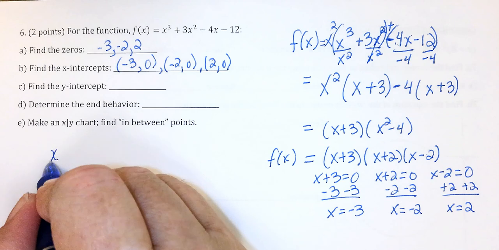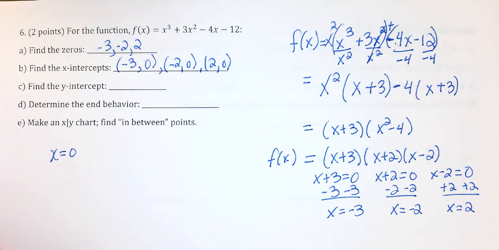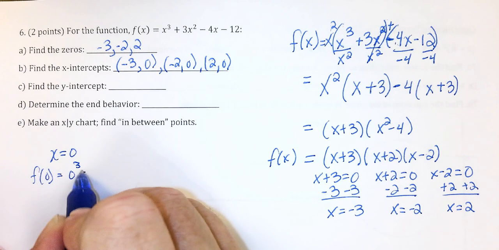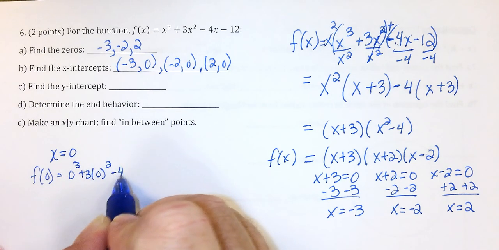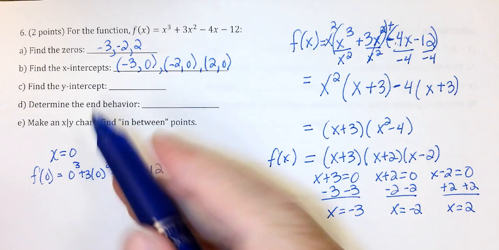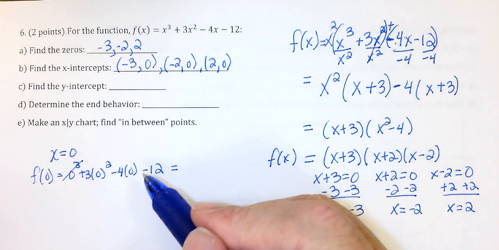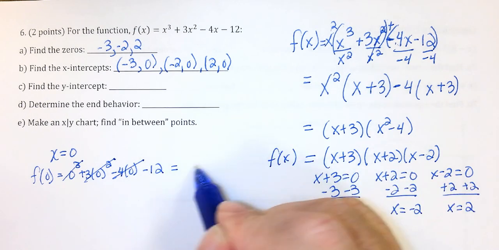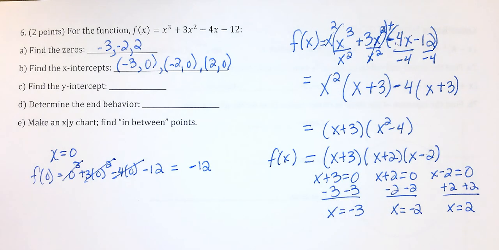So if I take x and I plug it in to this function, f of 0, I get 0 cubed plus 3 times 0 squared minus 4 times 0 minus 12. And I just am showing you this so you can kind of have some understanding of what happens here and why the answer is the way it is. But if I plug 0 in, 0 cubed is 0. 0 squared is 0, times 3 is still 0. 0 times 4 is 0. So I'm only getting the constant as my answer, my y value to my y-intercept.